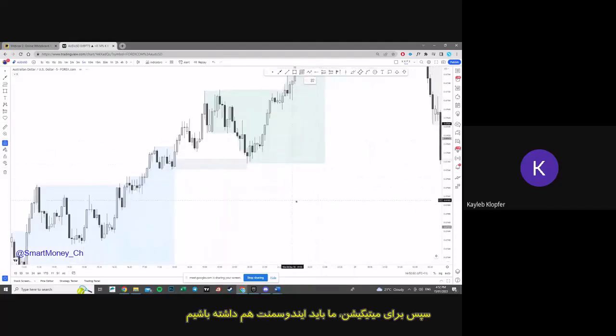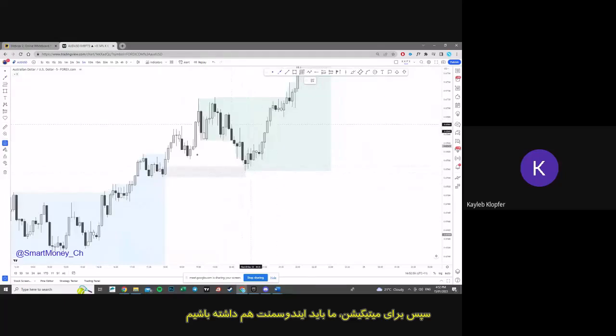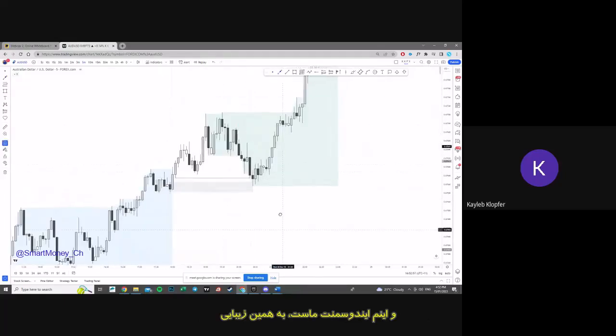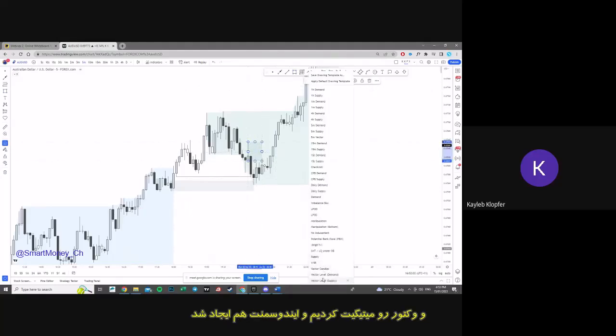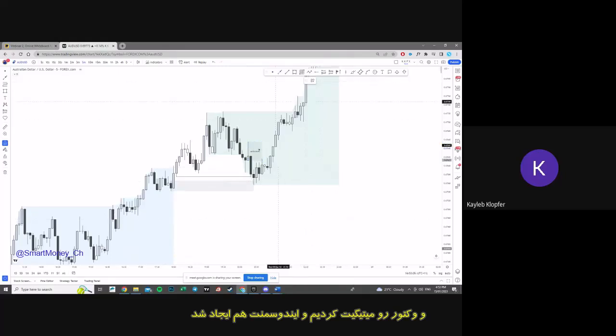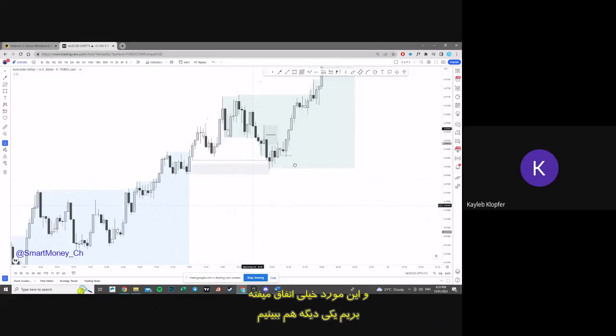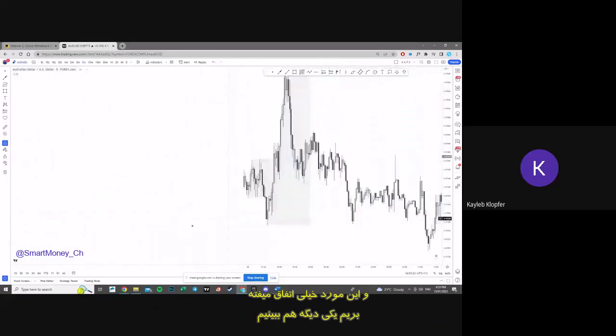And then for something to mitigate, we need to find its inducement, and its inducement is very nicely there. Very nice and clean vector level here. And when we mitigate the vector level, we create internal inducement, which is here. So we could have got a very, very nice trade from there. But that's telling us that 1.5 hours after London Open, we mitigate our order blocks, and it's very, very consistent. Let's have a look at one more.